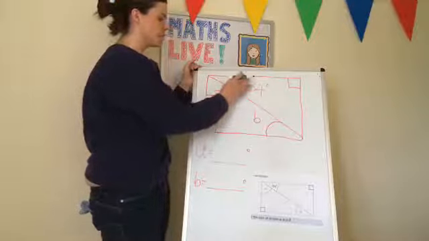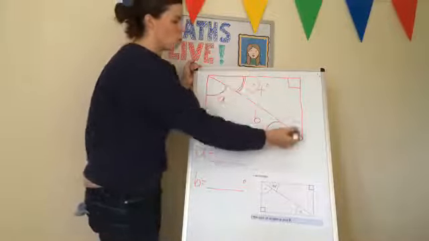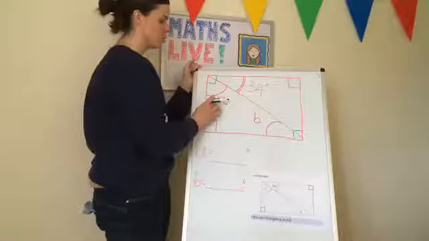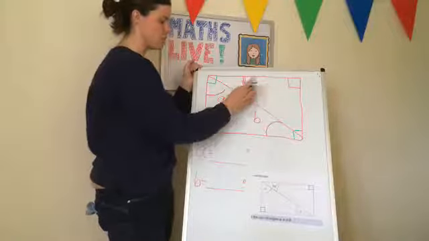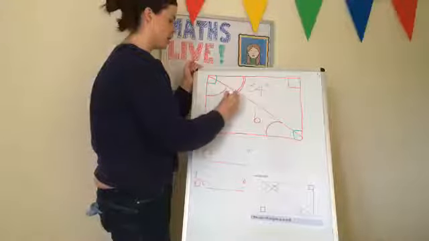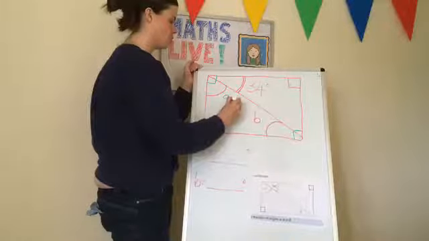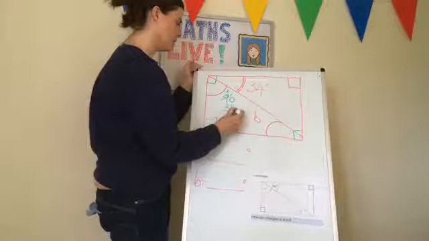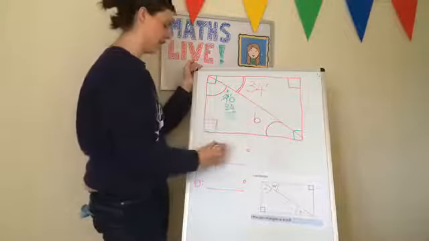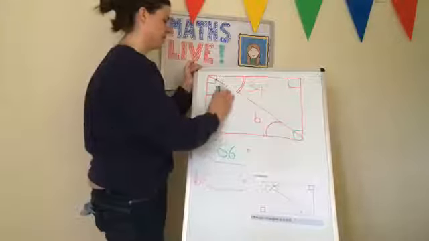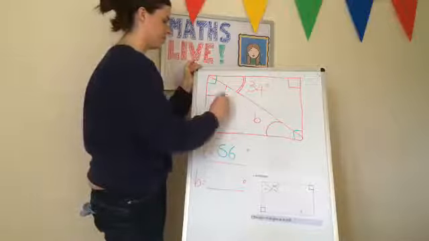Because we've been given this angle, and we know that all the corners are right angles. So when you've been given 34, you know that to find A, you need to do 90 subtract 34. So that's 56. So A is 56 degrees.